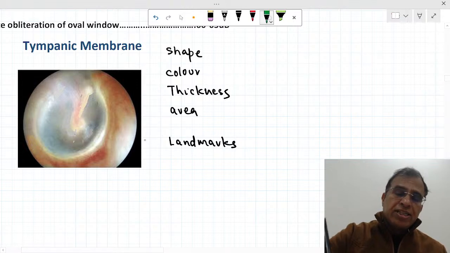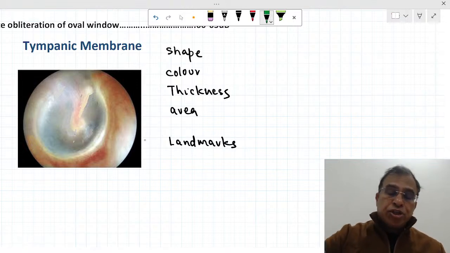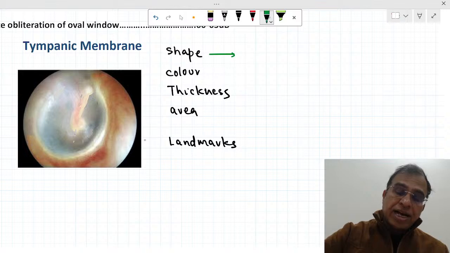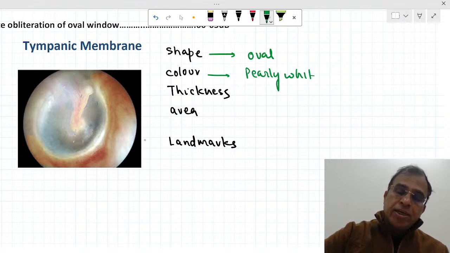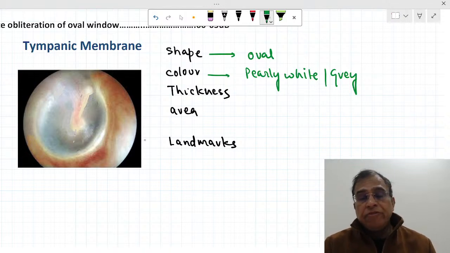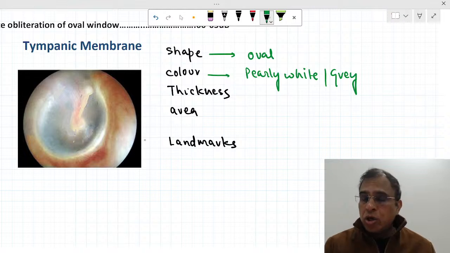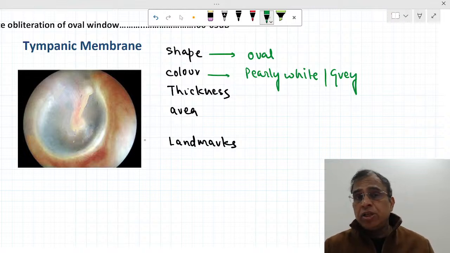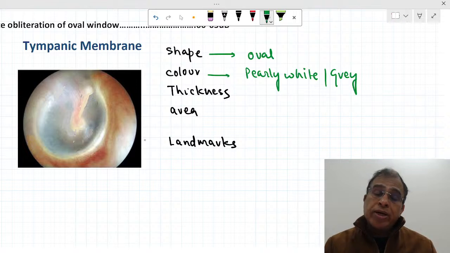Because this is less important for you, I'll quickly tell you the shape of the tympanic membrane is described as oval, and the color is called pearly white. Pearl is moti, isn't it? Pearly white. Some books use the word grayish white or gray. Now please remember, gray is the correct answer, but it is never the better answer. If you have to select between pearly white and grayish white, always go with pearly white, because I have seen an MCQ book where they have selected grayish white over pearly white, which is not a correct answer.